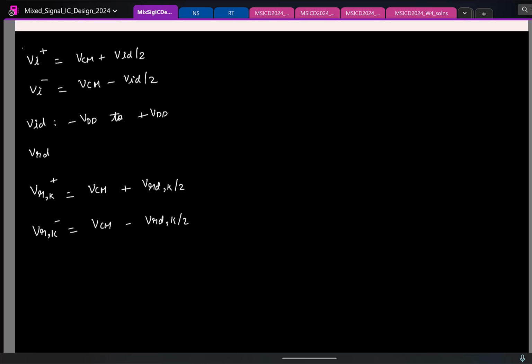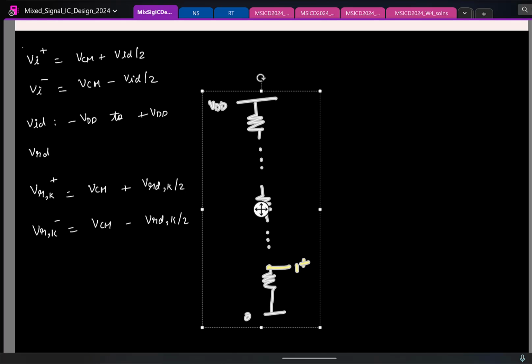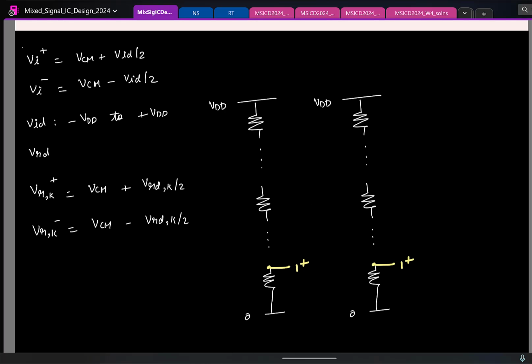And we saw how to generate these positive and negative references. You just need two resistive ladders like this, operated between 0 and VDD. So let us say the bottom one here gives the first positive reference. Now you have a similar structure, and here the top one gives the first negative reference. It just keeps balancing. You keep going up in one ladder, keep coming down in the other ladder to generate the differential references. And also this is the inputs and reference.